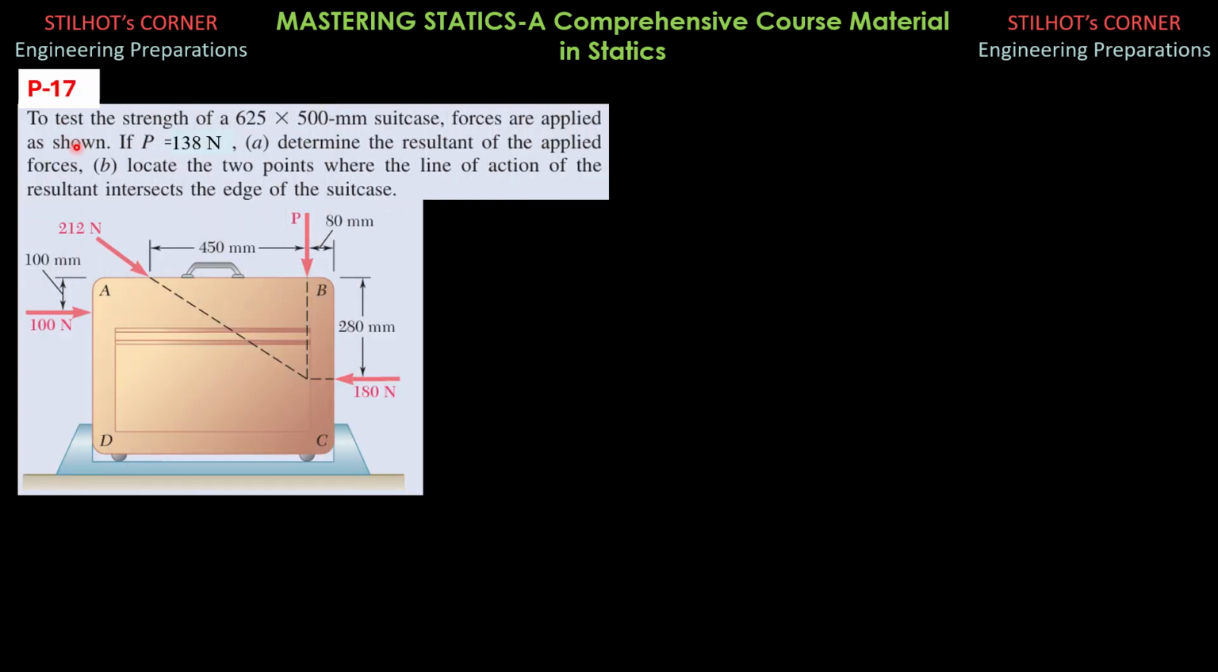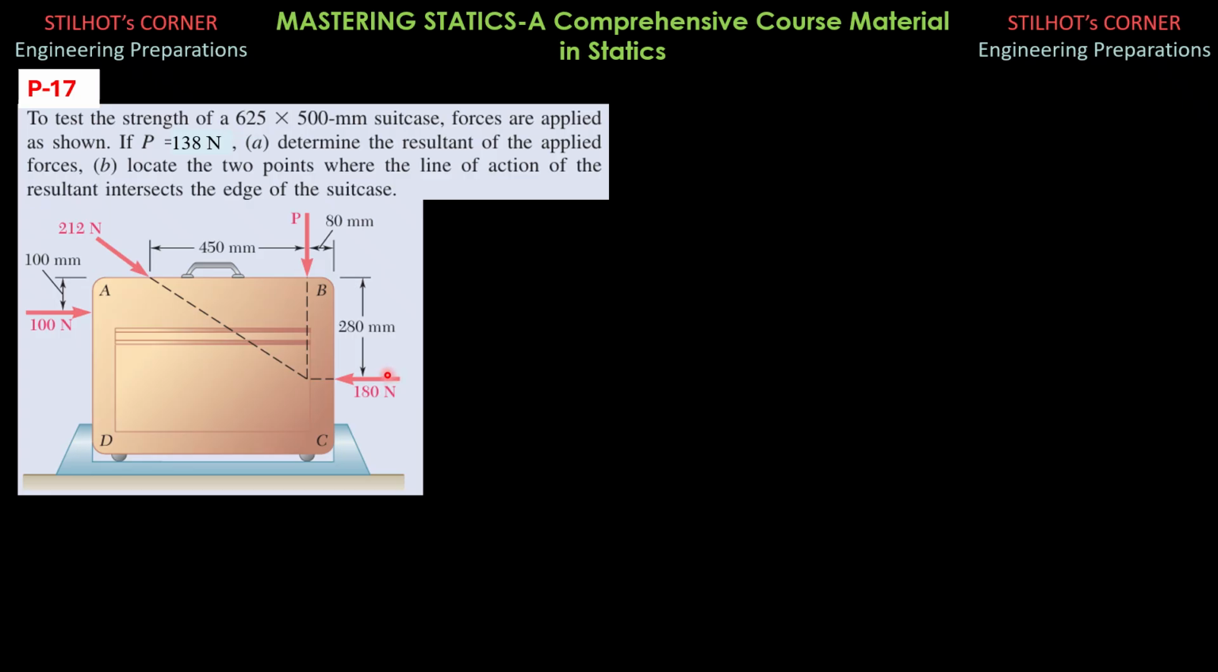Problem 17. To test the strength of a 625 by 500 millimeter suitcase, forces are applied as shown. If P is, this is P, 138 newtons. So part A, determine the resultant of the applied forces. So the resultant may be expressed as a magnitude, and you have to specify its angle from the horizontal or from the vertical as long as it is clear. But in this case, I'll present it as a vector.